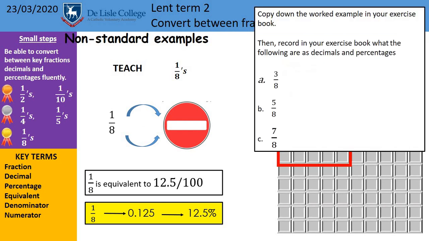Copy down the worked example in your exercise book, then record in your exercise book what the following are as decimals and percentages. Please pause the video whilst you do this. Very well done. Please have your marking pen ready. So 3/8 we should have as 0.375 and 37.5%. 5/8 we should have as 0.625 and 62.5%, and 7/8 we should have as 0.875 and 87.5%.